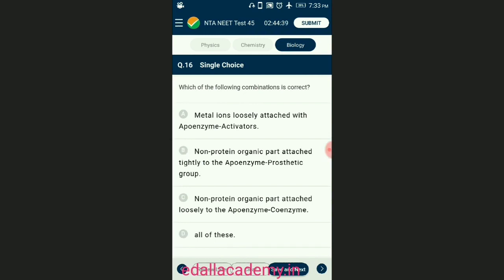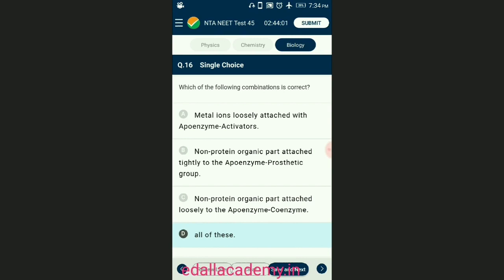Question number 16. Which of the following combinations is correct? The protein part of an enzyme is called apoenzyme. Prosthetic groups are organic compounds and are distinguished from other cofactors in that they are tightly bound to the apoenzyme. Coenzymes are also organic compounds, but their association with the apoenzyme is only transient. So the answer for this question is option D. From the given three statements, all three statements are correct.